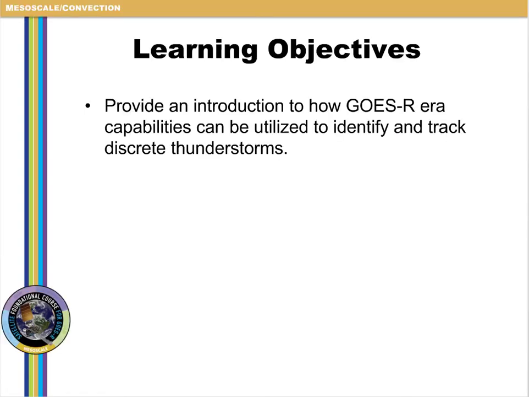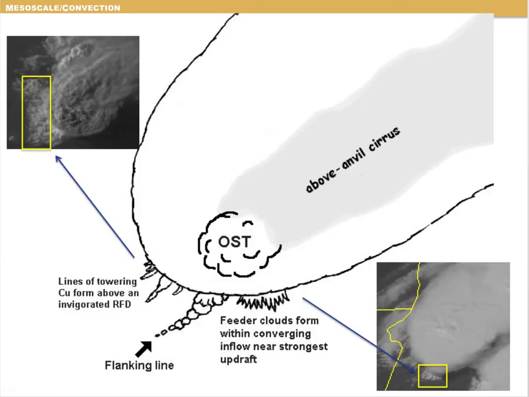Our learning objective is to provide an introduction to how GOES-R-era capabilities can be utilized to identify and track discrete thunderstorms. This is a schematic of a supercell with satellite signatures that you may see at times in the visible imagery. We have our familiar anvil cirrus with overshooting top, and downstream from the overshooting top, the above anvil cirrus.